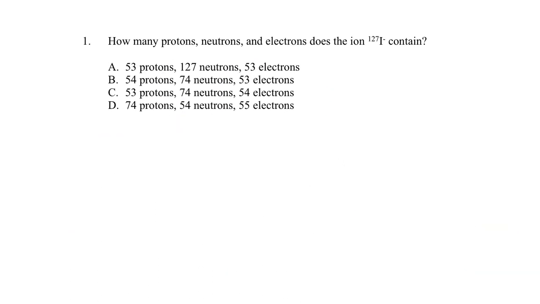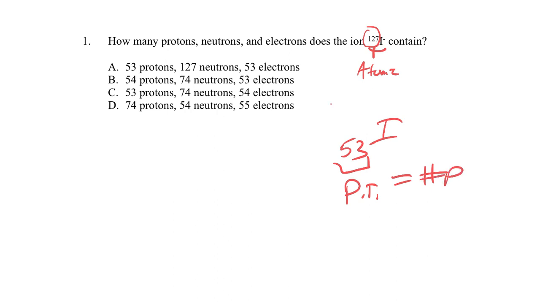Protons, neutrons, electrons, iodine 127 with a minus charge. Now remember, you can't always predict this number just looking at the atom, but we can predict the atomic number, which would be the subscript. So the atomic number is 53. This comes from, of course, the periodic table. This is the number of protons in the nucleus.